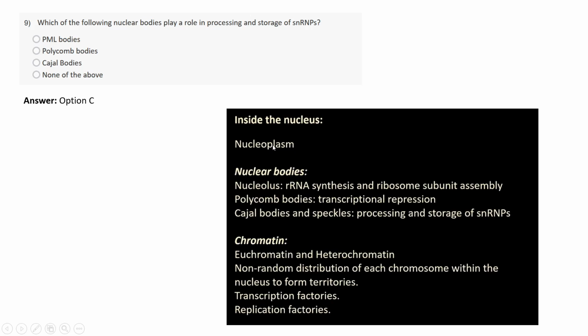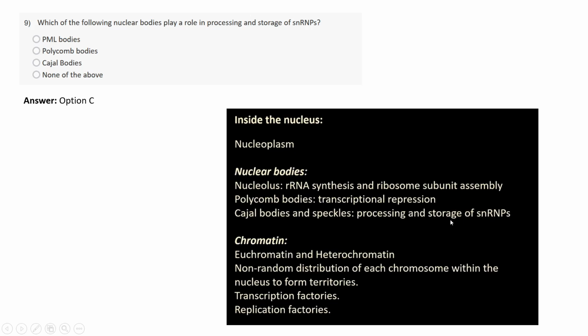The nucleoplasm also contains certain proteins which help in various functions. In the nuclear body, there is the nucleolus, polycomb bodies, CAHL bodies and speckles. The nucleolus is a site for rRNA synthesis and ribosomal subunit assembly, which is very helpful during the translational process. Polycomb bodies contain transcriptionally repressed regions; transcriptionally repressed genes are generally present in the polycomb bodies. And CAHL bodies and speckles generally help in the processing and storage of snRNPs. So snRNPs actually are produced in the CAHL bodies.